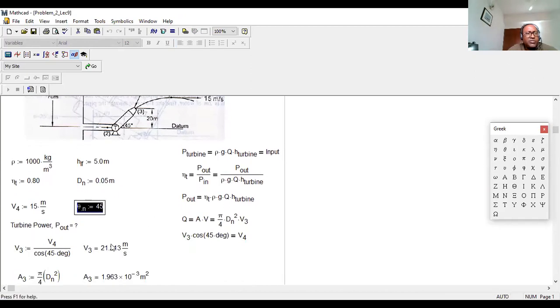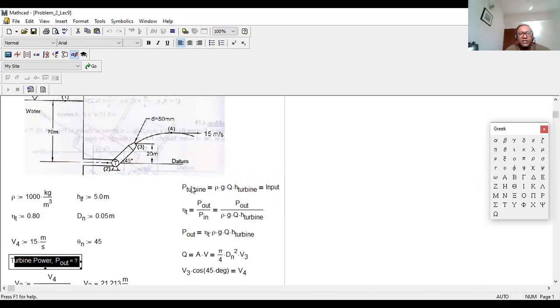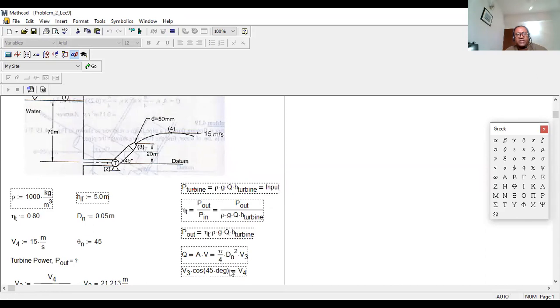What we need to figure out? Turbine power. Okay. Now, this is the side note. I just put it to explain so you can understand easily.